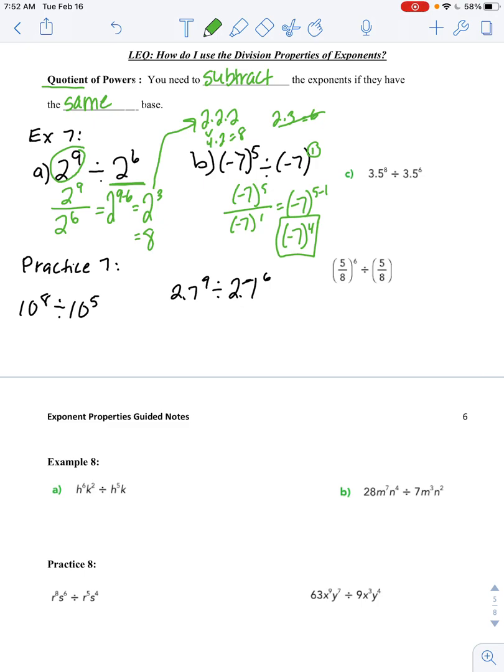Okay, and then your next one, C, 3.5 to the 8th divided by 3.5 to the 6th. So 3.5 to the 8th, fraction bar, 3.5 to the 6th. Your bases are the same. It is 3.5. You are subtracting your exponents, 8 minus 6. So your answer is 3.5 to the 2nd power. Okay? So go ahead and try your practice problems.